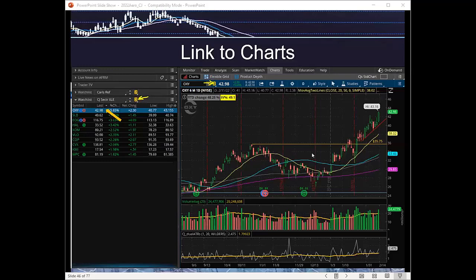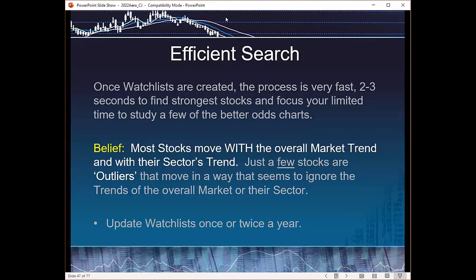So in this case, you can see that I actually had previously drawn a line at the 35.75 level. And we're going to go through a couple sample trades here in a few minutes. Hopefully I need to pick up the pace a little bit, but that's a very efficient way to use watch lists and your search process, where you can do that in a few seconds.